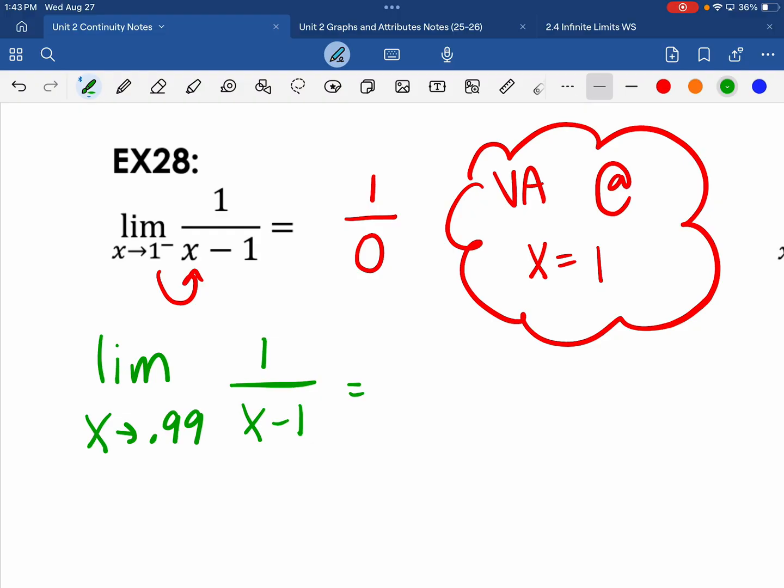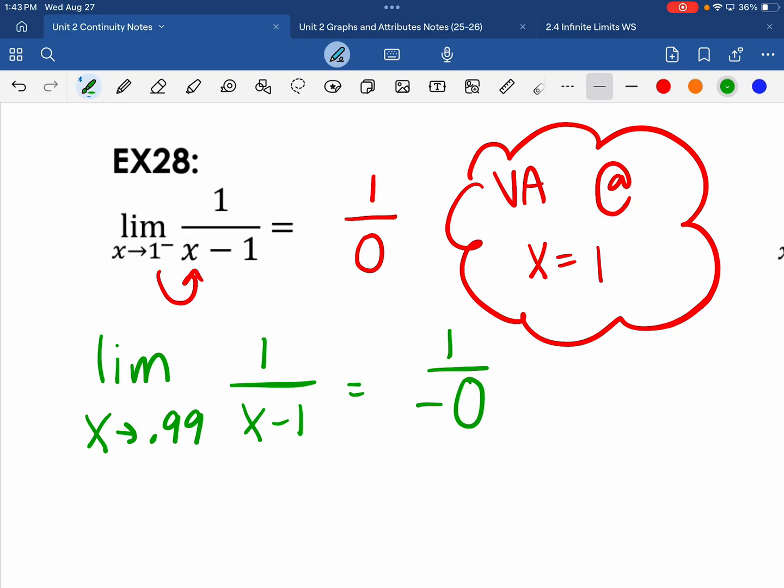All right, so like 0.99. Now remember, you get 1 over 0. What I'm trying to determine is if this is a positive 0 or a negative 0. It's negative. So when you think of a number really close to 1 on the left side, like 0.99, and you plug in 0.99 here, 0.99 minus 1, is that positive or negative? It's negative. So this is a negative 0.